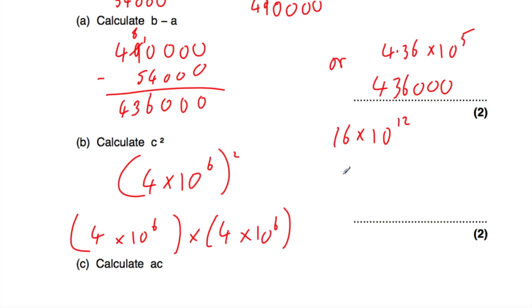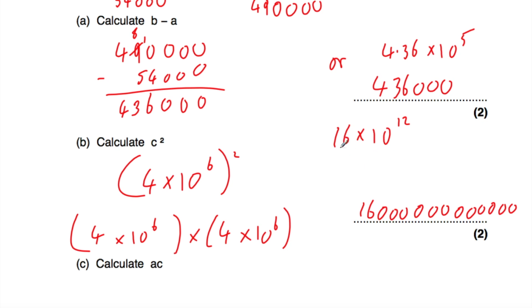Now, the question didn't say we need to write an answer in standard form, so we could at this point just write, because we've got 16 times 10 to the power of 12, that's 16 followed by 12 zeros. So 1, 2, 3, 4, 5, 6, 7, 8, 9, 10, 11, 12. So you could write it out like that if you wanted to.